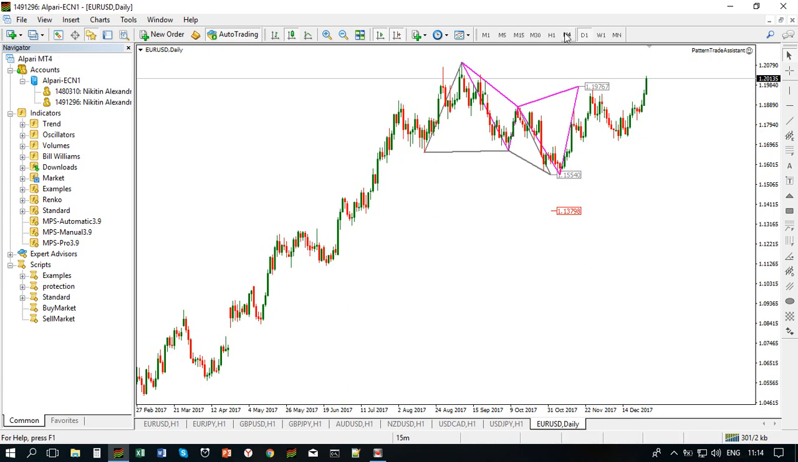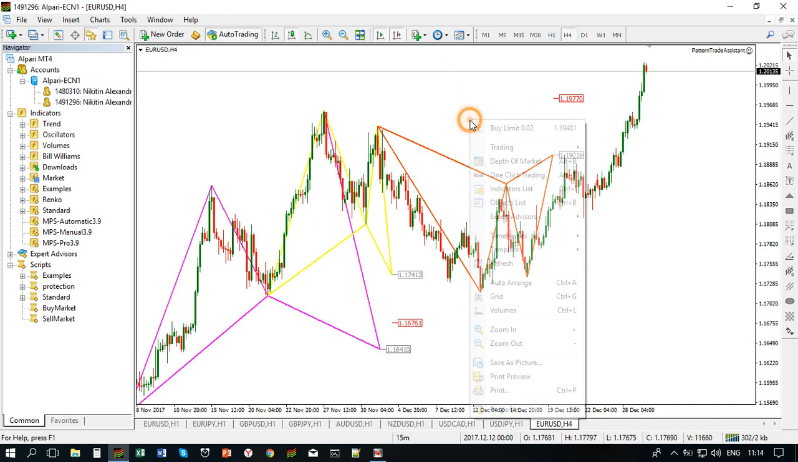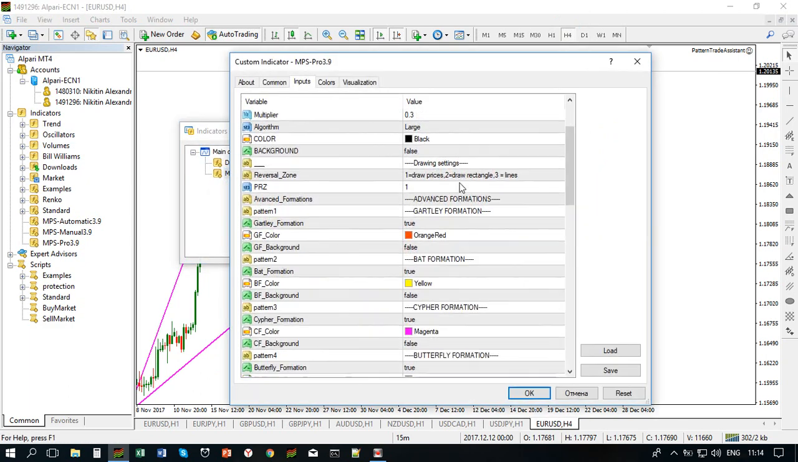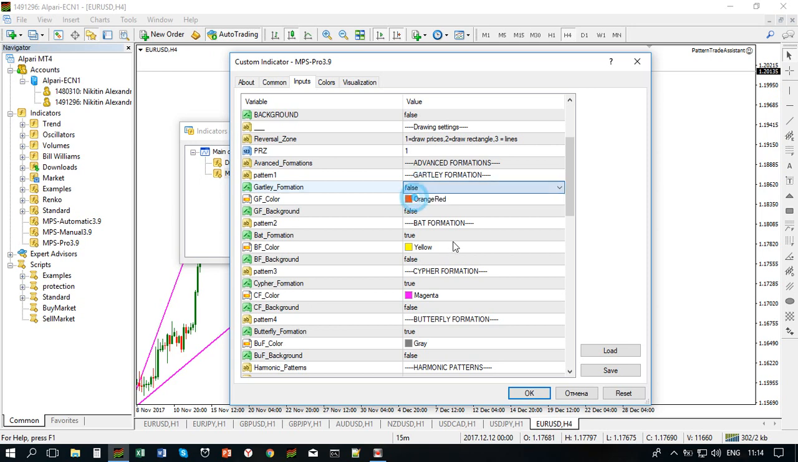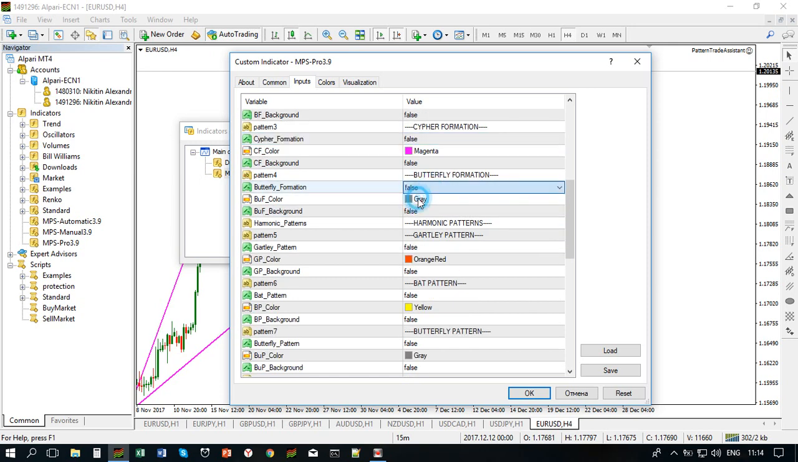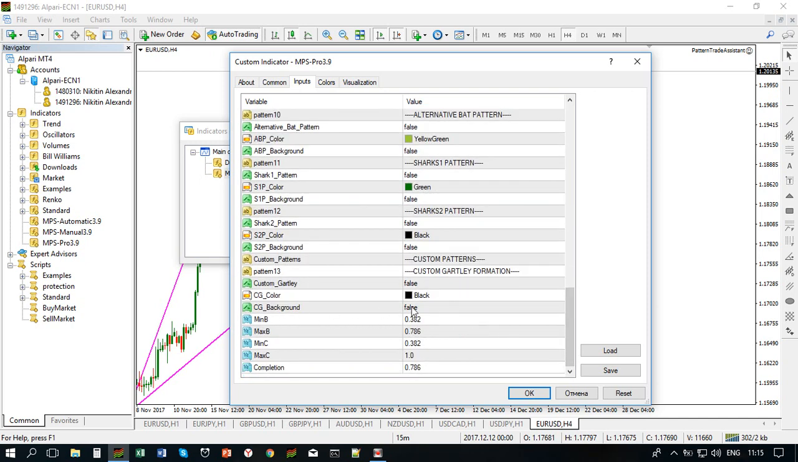What else? Custom Gartley. I promised you to show you the custom Gartley function. Let me disable all other patterns so we don't mix them together. This custom Gartley feature is only available in the Pro version. Okay, you should first switch that to true, like this. Set your color. Okay, let it be black. Custom Gartleys are black. Background is whether you fill the triangles or not.